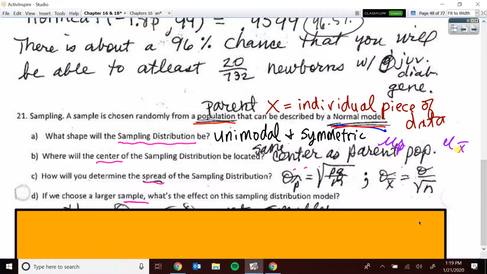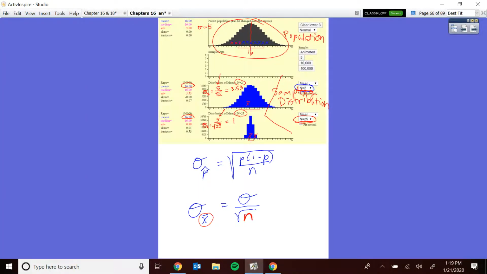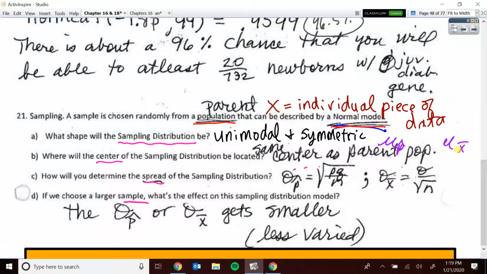Okay, and then the next question is asking what's going to happen to the shape of the sampling distribution as your sample size gets larger. What 2 shapes here are the sampling distributions? The blue ones, the sampling distributions, the bottom 2. What happens to their shape as n gets bigger? Spread gets smaller. Good, so that's what you're saying. Their center stays the same and they become less varied.